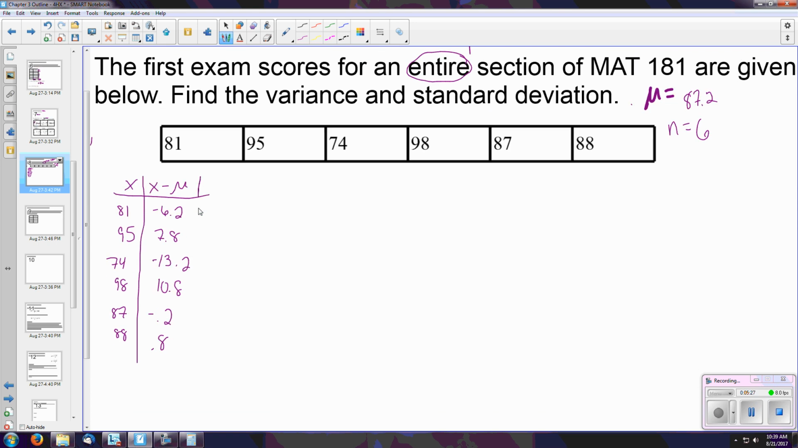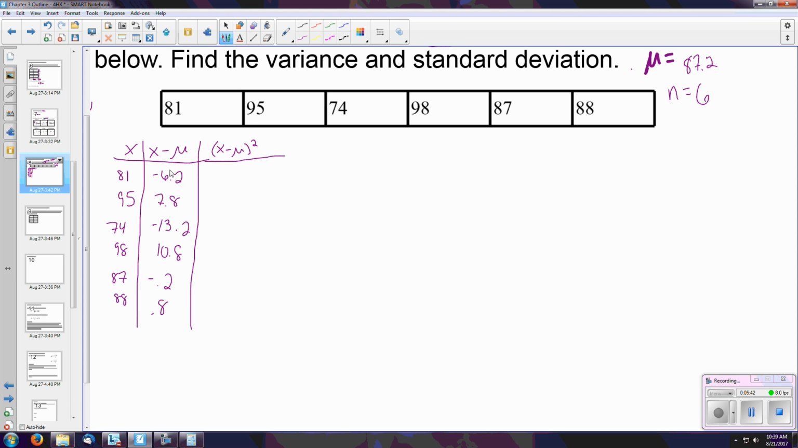So what that tells us for this problem is I'm going to go ahead and create another column and call that x minus mu squared. So I'm taking each one of these values and raising them to the second power. Don't forget, when you square a negative number, it becomes positive. So if you're using your calculator for this, be careful because you have to make sure that the negative is inside the parentheses. I'm going to go down the list here and just write out what these are.